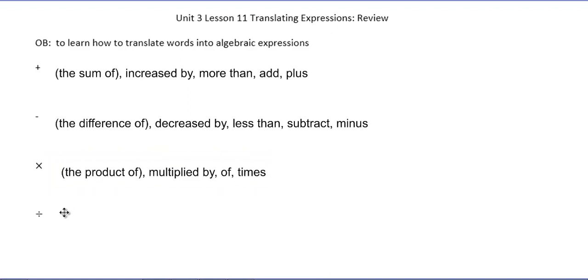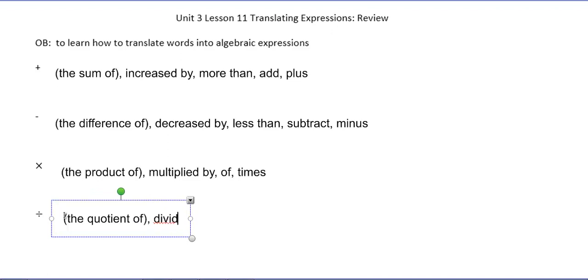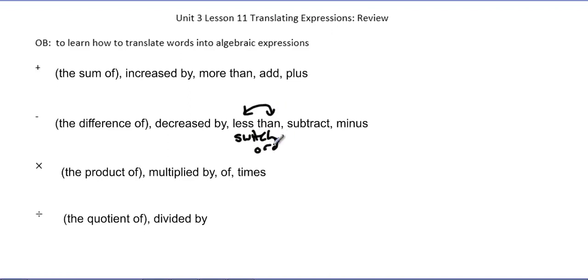And then the last one, we have the quotient of, and any form of the word divide, like divided by. There's a couple other things I'm going to go ahead and write in here that you need to write as well. For example, less than, remember, is subtraction in opposite order. So make a note here that you have to switch order. Same thing with more than, although it's not quite as important with addition as it is with subtraction, but it's something we want to include.